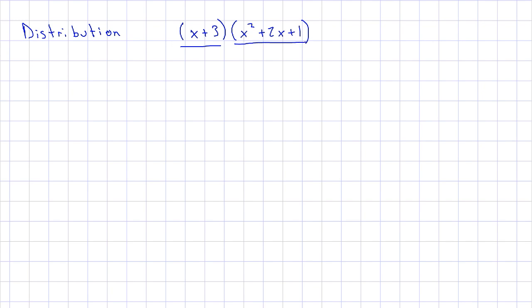Let's get started. Today we're going to continue with distribution. So the topic, we're moving up in our complication of problems. The problem that we're going to do today will be, let's write the variable first, x plus 3 times x squared plus 2x plus 1. All right, so here we have a 2-term and a 3-term quantity. There are 2 components inside the first and 3 components inside the second. And so we need to distribute in order to simplify this.